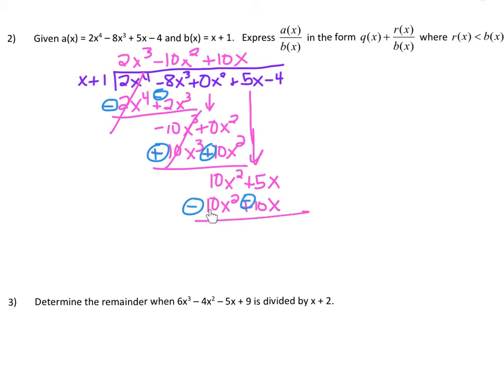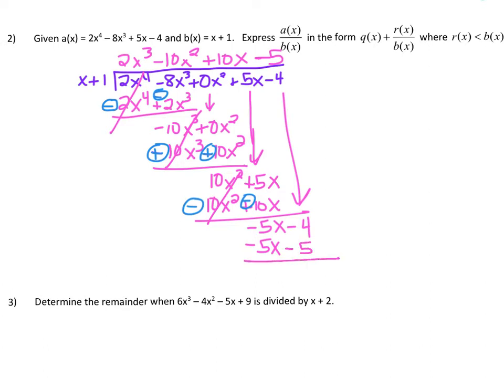All right, so the 10x squared and the negative 10x squared cancel off. And then 5x minus 10x would be negative 5x. Right, 5 minus 10 is negative 5. And let's bring down that last term, which lets us know this is the last time we're going to have to repeat this process. So what do we multiply x by to give us negative 5x? Well, negative 5. All right, so negative 5 times x is negative 5x. And then negative 5 times 1 is negative 5.